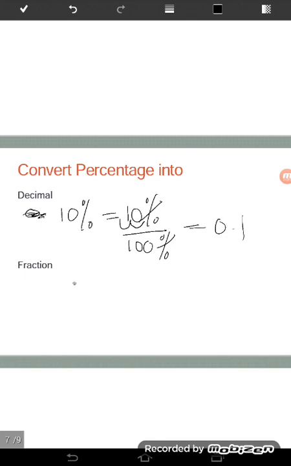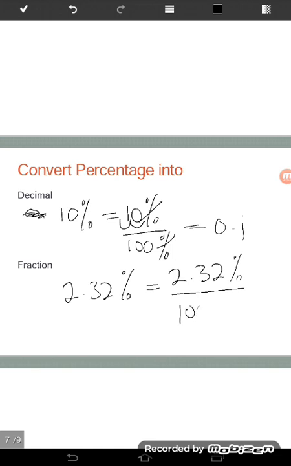Another example, 2.32%, which equals 2.32% divided by 100%. The percents cancel, so we divide by 100. Move the decimal point 2 places to the left, 1, 2. So the answer is 0.0232.